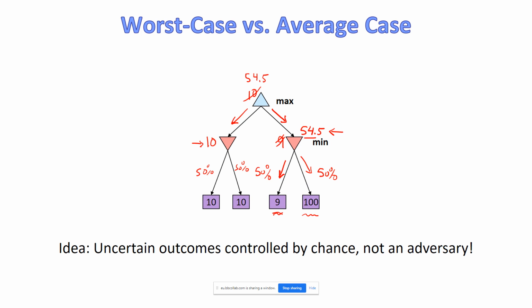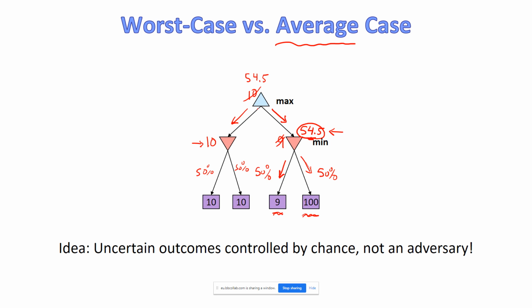Sometimes we will get 9 and sometimes we will get 100. If we played the game so many times, on average, we will get 54.5. That's the meaning of 54.5 here. Actually, 54.5 is not any of these values. But on average, we will get the gain of 54.5 if we play the game so many times, because this is 50% and this is 50%. We call this the average case, not the worst case.